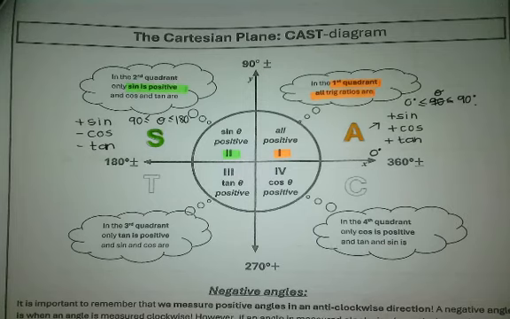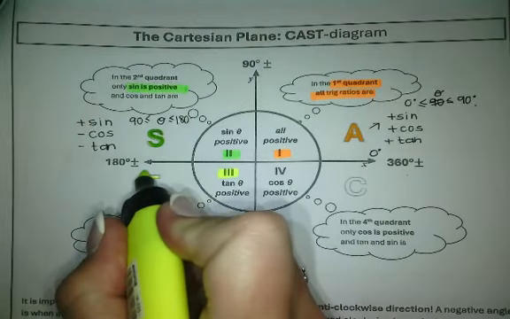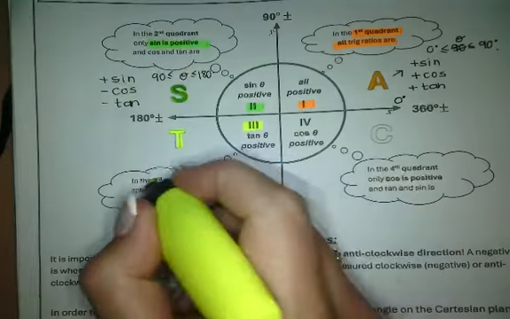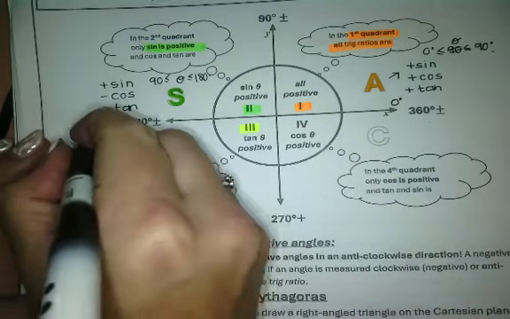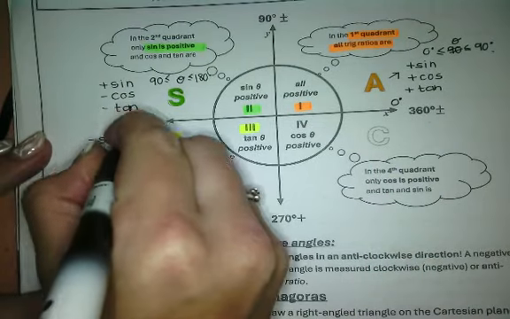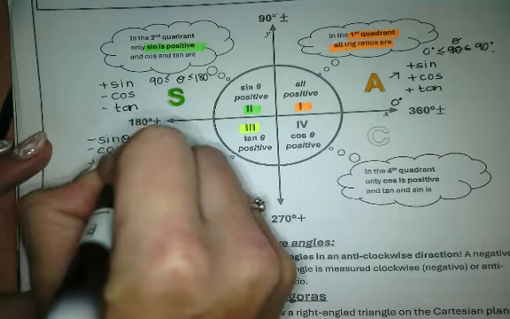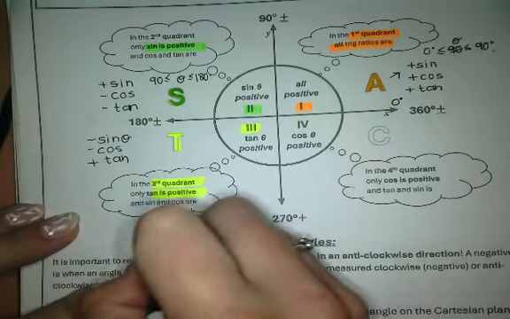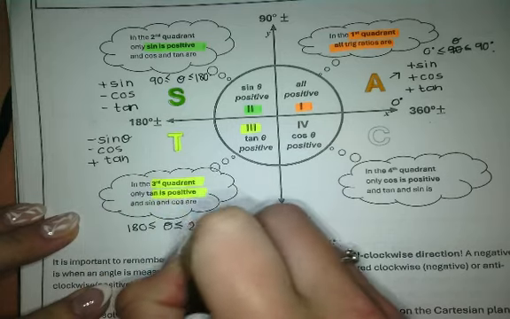Okay. Quadrant 3 is bottom left hand corner, and it's T in CAST diagram. What does that tell me? That in the third quadrant, tan is the only one that's positive, which means sin is negative, cos is negative, but tan is positive. We also know that quadrant 3 lies between 180 and 270.